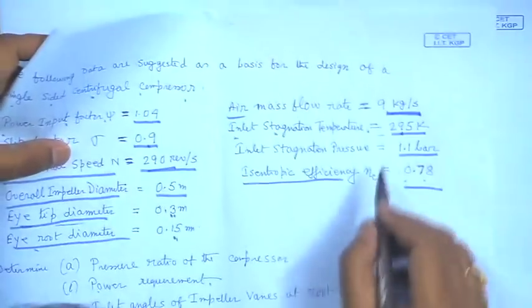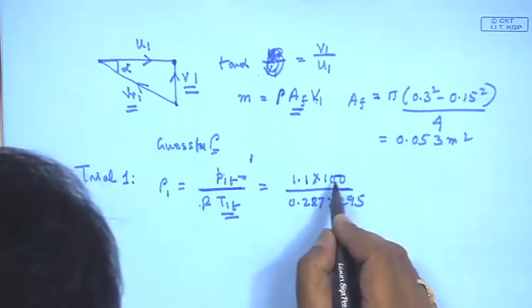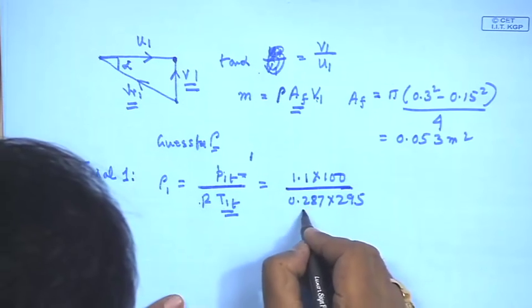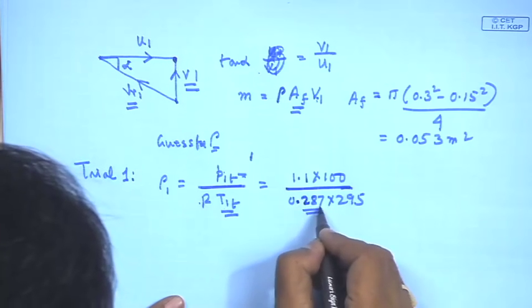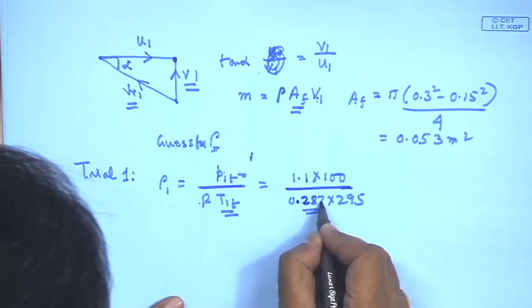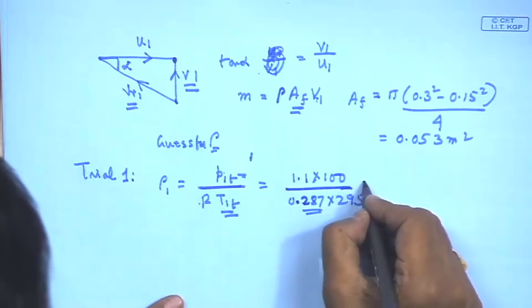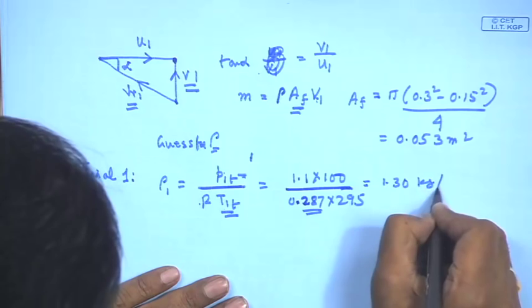Yes, 1.1 bar. In terms of Newton per meter square, I am converting the unit. That is why I have written 0.287. It should be 10 to the power 5 and another 10 to the power 3, then it will be 287, the characteristic gas constant. You see the consistent units, and it becomes 1.30 kg per meter cube.